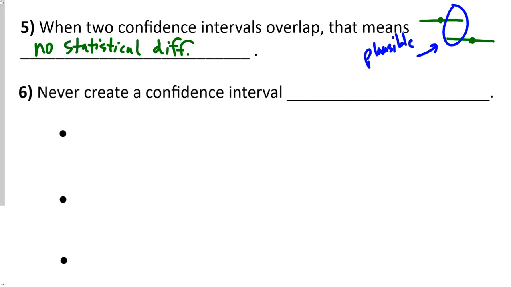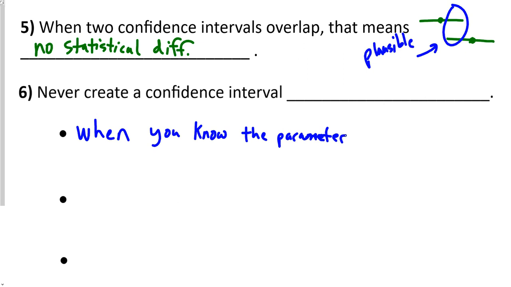Number 6, never create a confidence interval in 3 situations. These might seem obvious, but I'm going to note them, and this is the last thing I'm going to have you write down. Point A, when you know the parameter. Why do this to estimate a range when we know what the parameter is? There's no point in wasting our time.